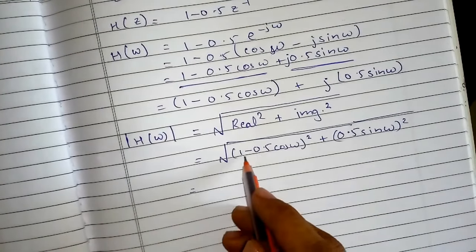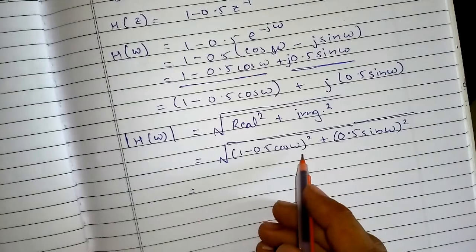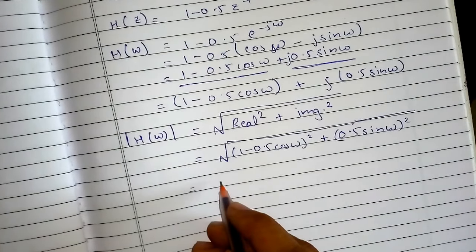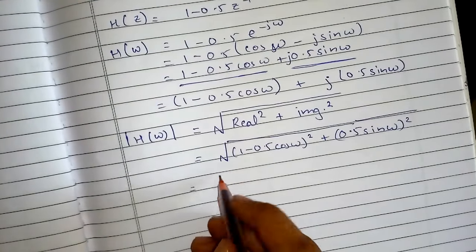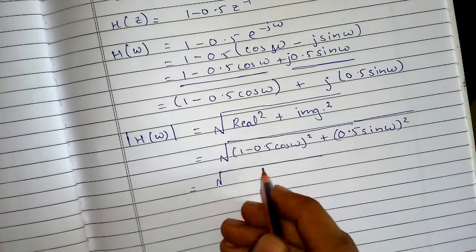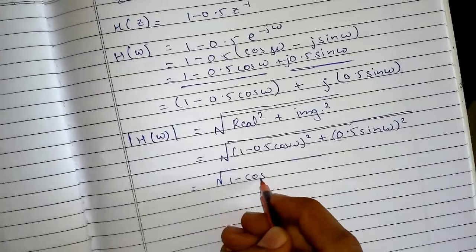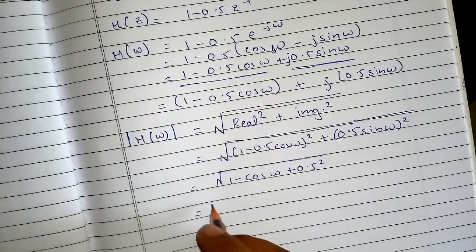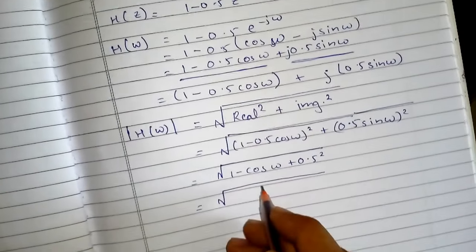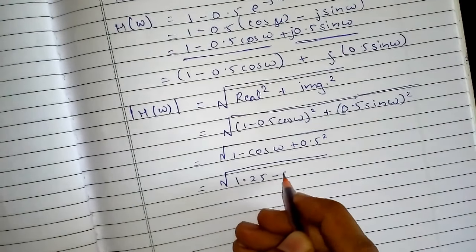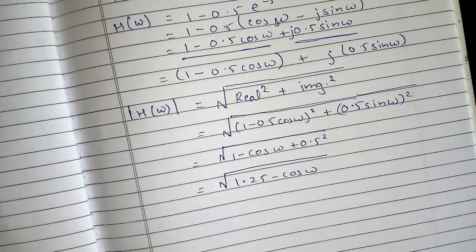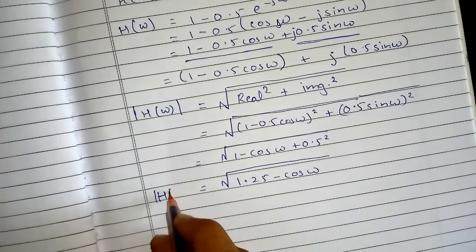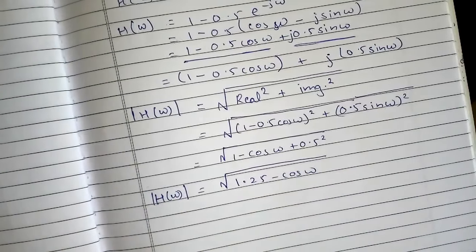Now I can expand this, a minus b the whole square. After expanding it and solving it, finally you will have something like this: 1 minus cos omega plus 0.5 square, which is nothing but 1.25 minus cos omega. Now this answer is my magnitude.